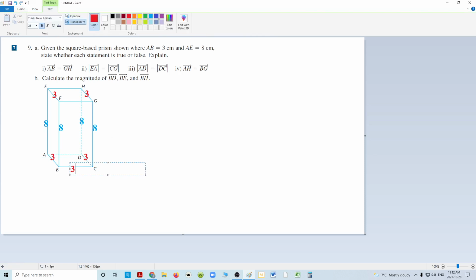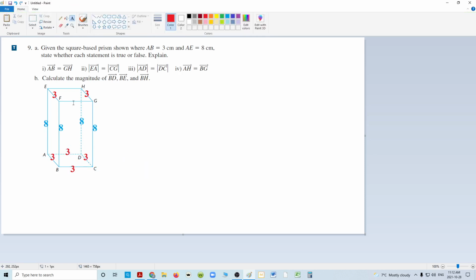Because it's a square prism, these sides are 3. However, if it wasn't a square prism, that would not necessarily be true. So AH is equal to BG. So we're cutting diagonally through this long face. And keep in mind all the other sides are the same. So BG, also keep in mind it's going in that direction. And BG is the same on the opposite side. So that is true.